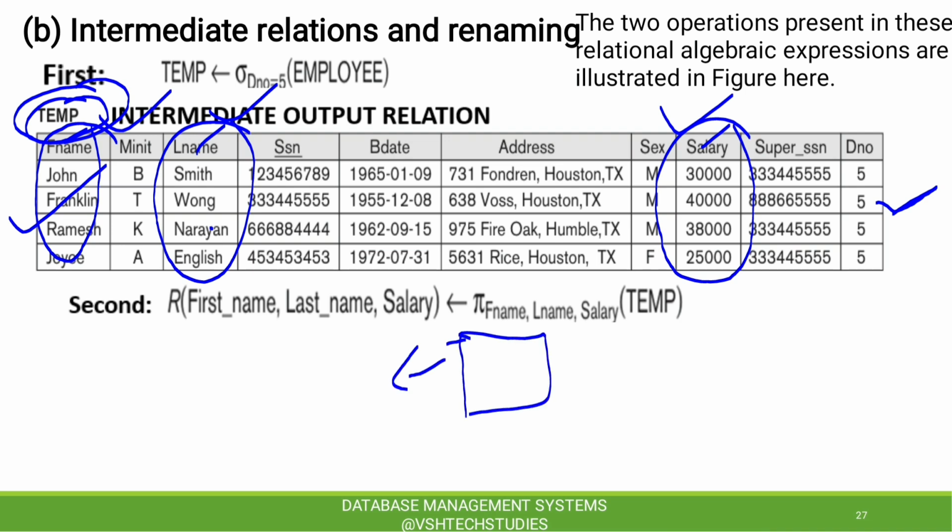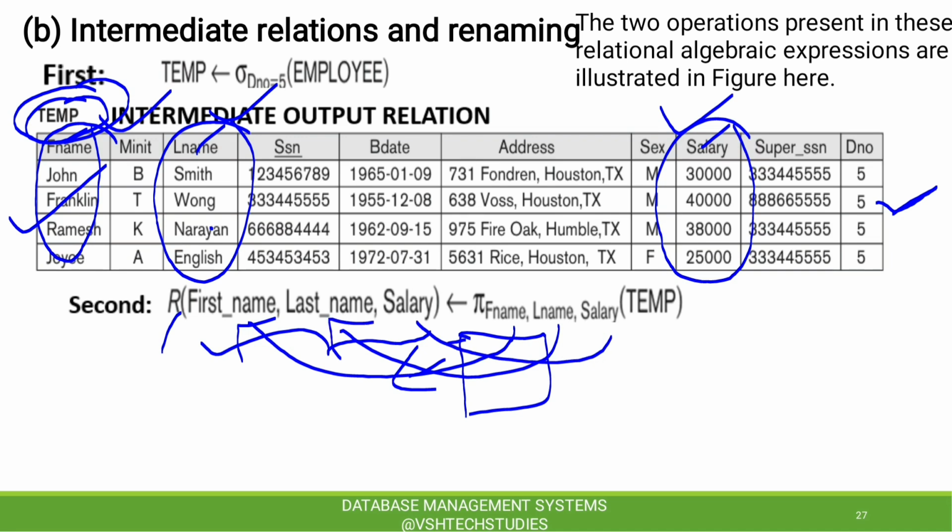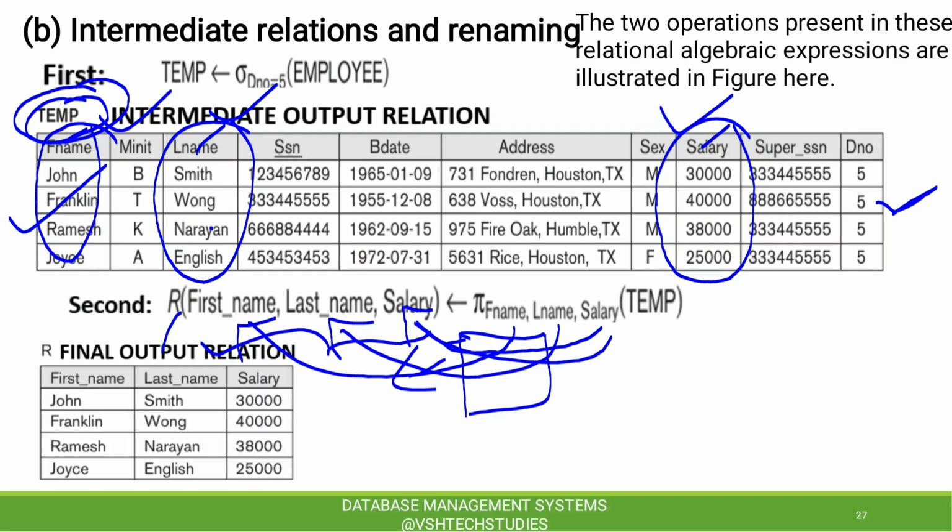They are inputted to renaming of attributes. What it does is rename F name as first name, L name as last name, and salary as salary only. So the final output is this.